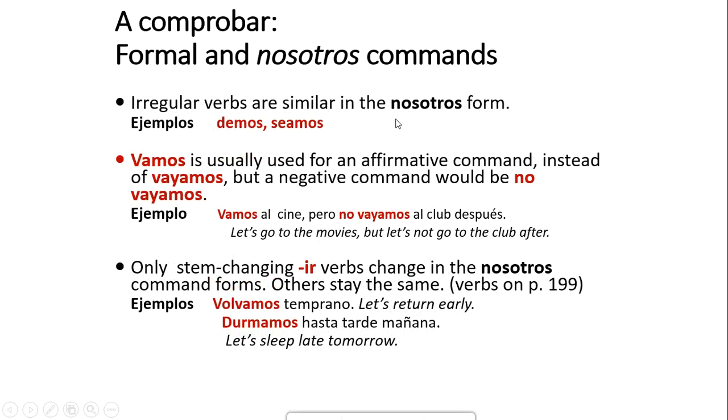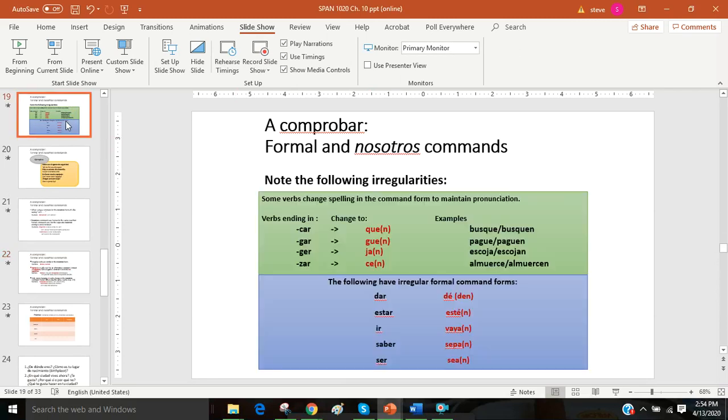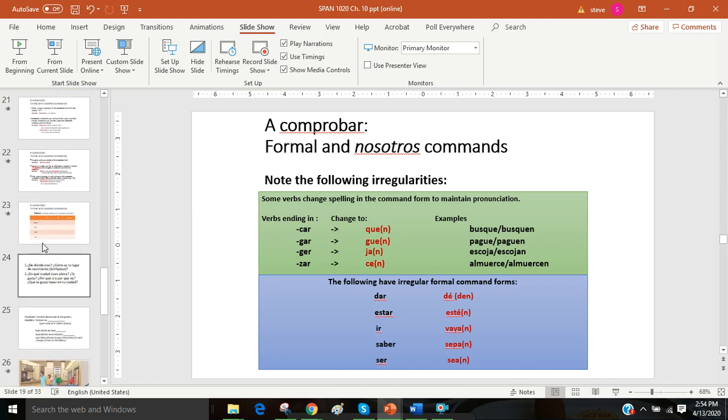Irregular verb forms are similar to the nosotros form. Let's just take a moment to back it up and go through those. Okay, so for dar, it would be demos. Estar would be estemos. Ir, vayamos. Saber, sepamos. Ser, seamos.